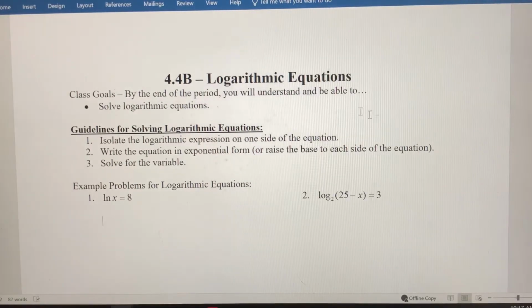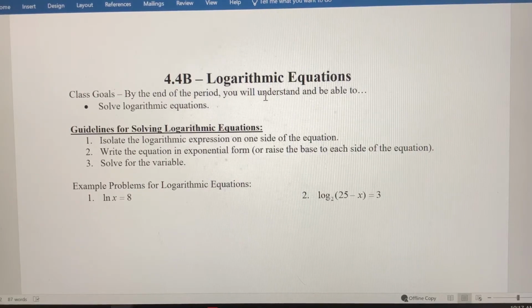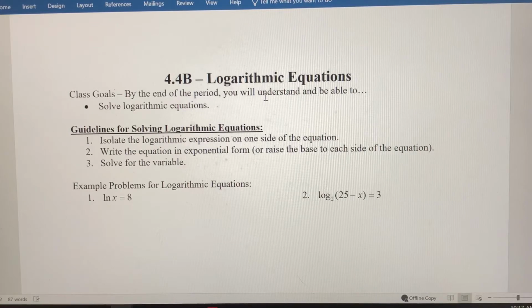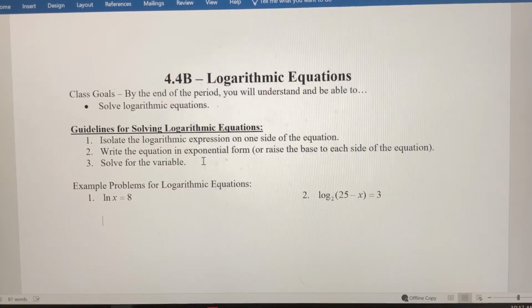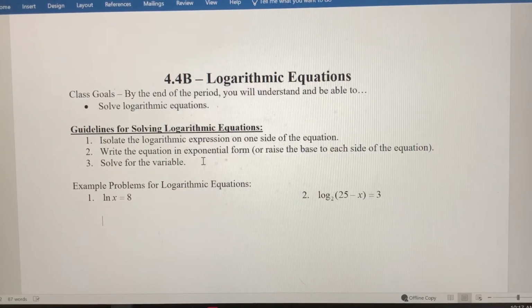Okay, so in this video, we're going to be solving logarithmic equations, all right? So we just went over solving exponential equations, and with exponential equations, we converted them to logarithms in order to use the properties of logarithms to get the variable down on the main level, okay? So here, with logarithmic equations, we're going to isolate the logarithmic expression, and then we're going to convert that to exponential form, okay? And then we're going to solve the resulting equation for whatever the variable may be, okay?